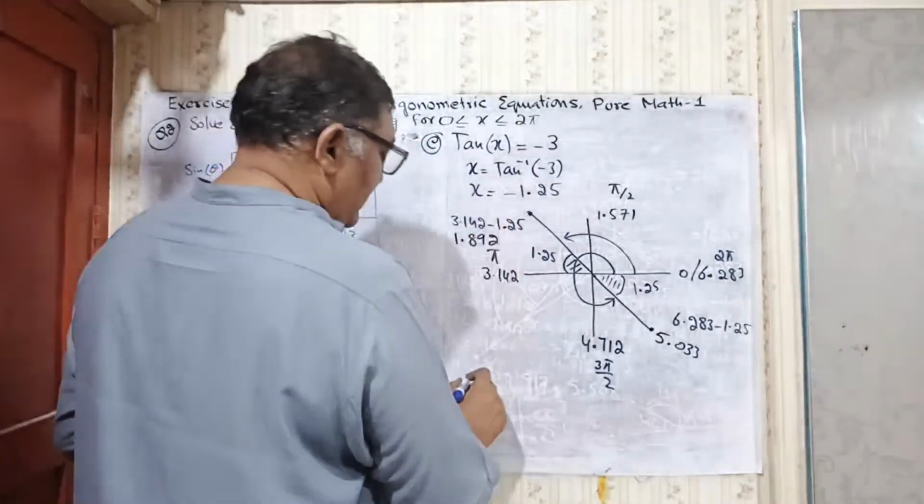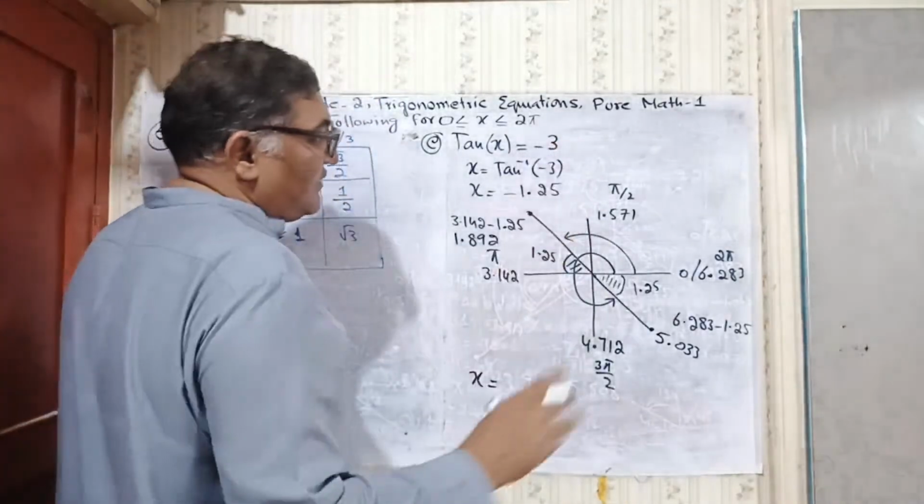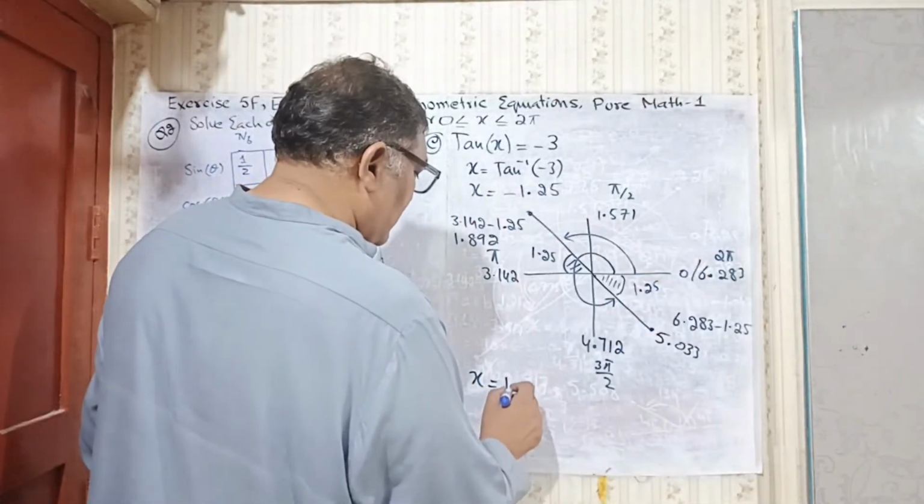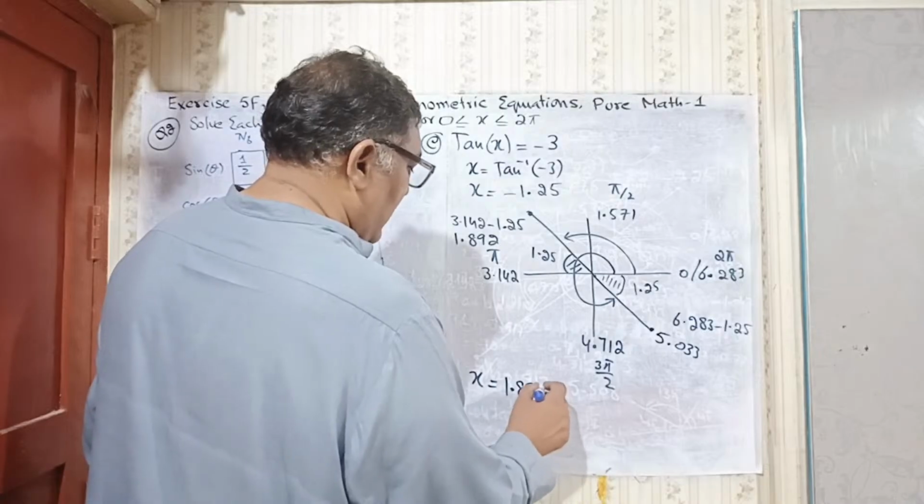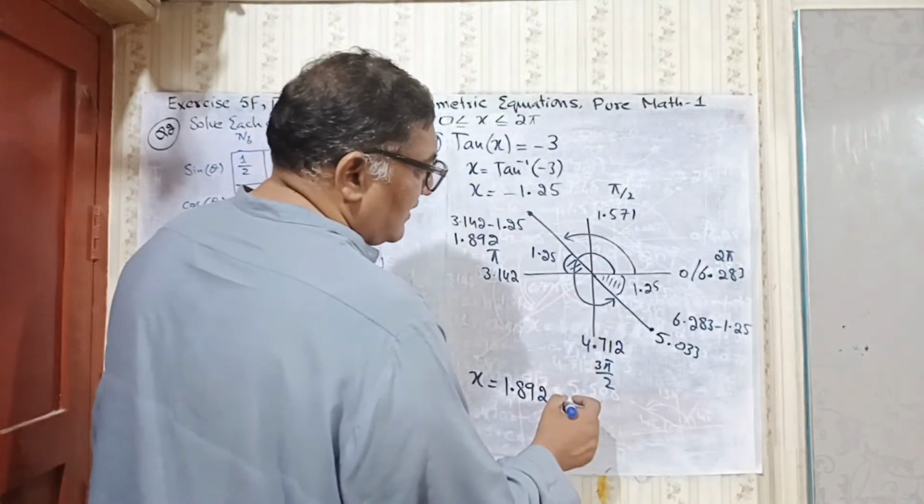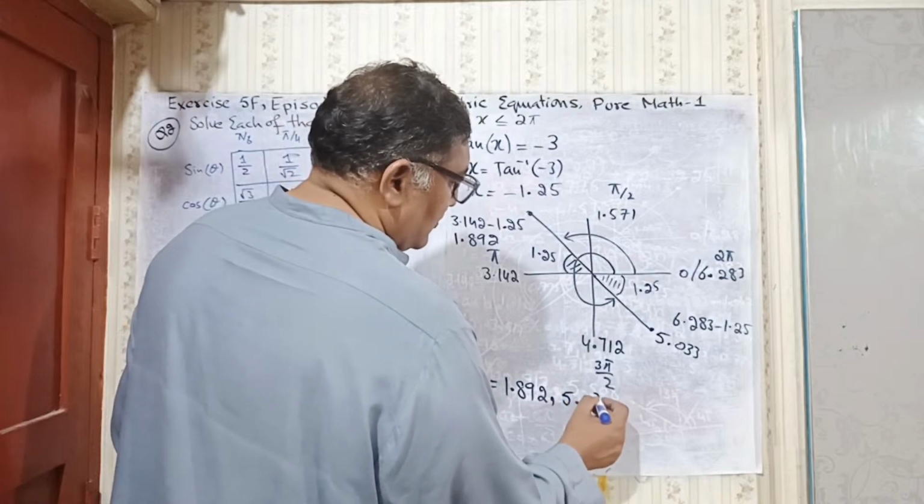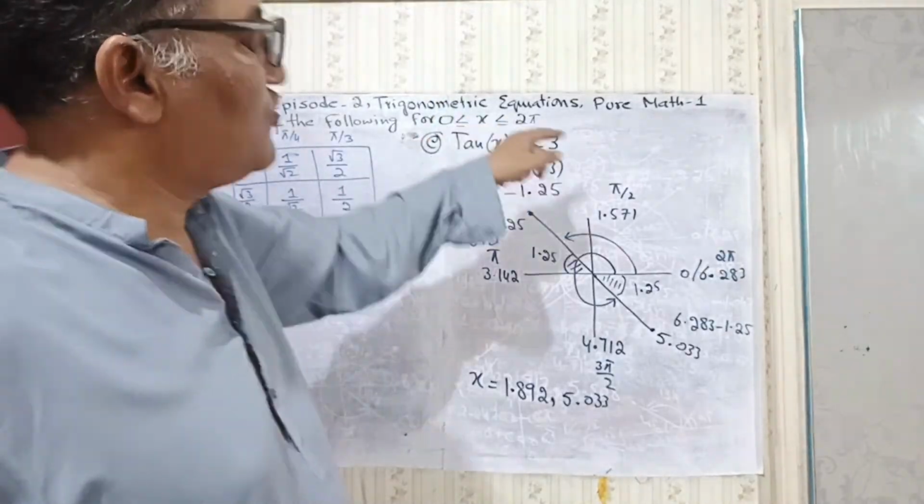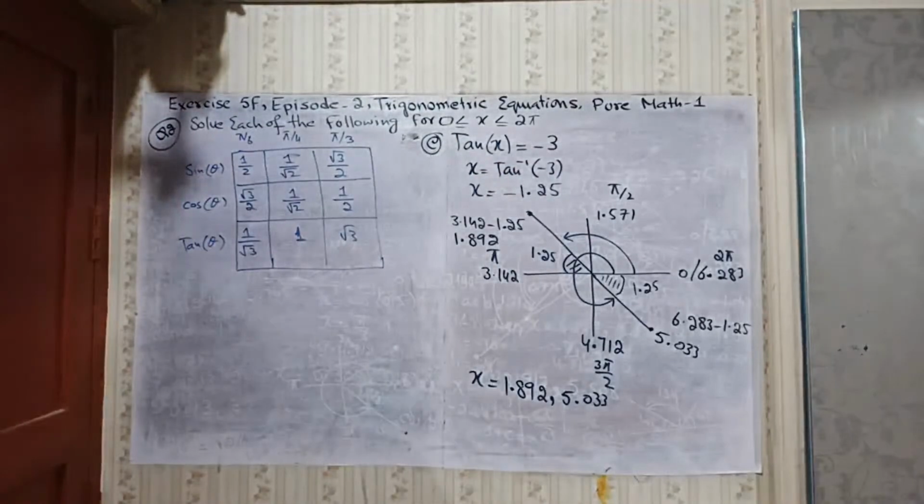So the x, because tan is negative, will be in the second quadrant and the fourth quadrant. The angle in the second quadrant is 1.892, and the angle in the fourth quadrant is 5.033. You see, we have to tell the values of x from 0 to 2 pi, and they're positive, meaning the positive angles. Okay, so we are done with question number 2 and its E part, and this is how it is done. Question number 2, E part: 1.89.